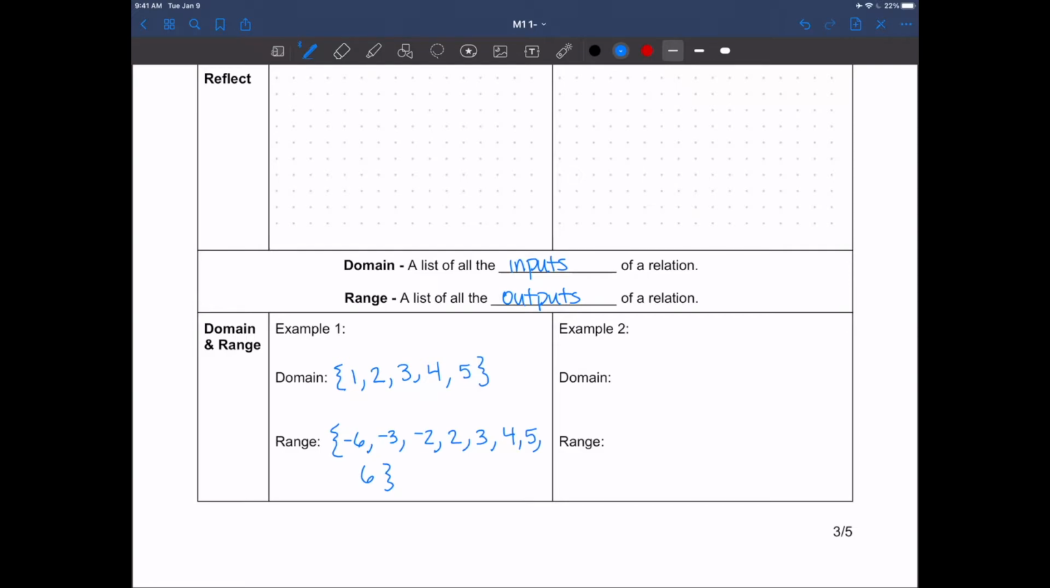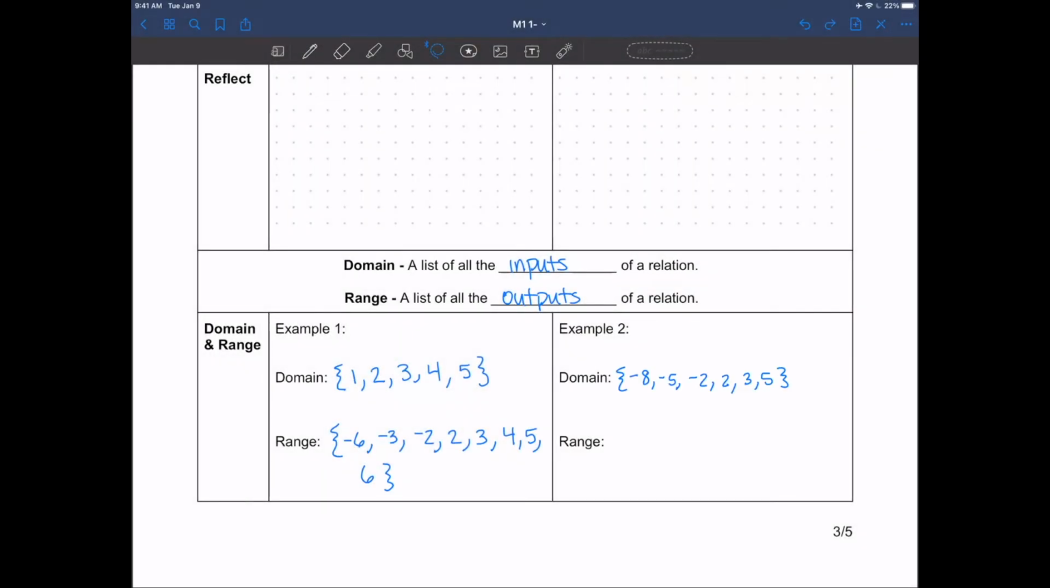I put them in order. But for now, if you just wanted to list them, that's great. But putting them in order really helps us understand what is the lowest y value we can be, as well as what's the highest y value we can be. Same thing, what is the lowest x value we can be, and what is the highest x value we can be. All right, so let's do this quickly for example 2.